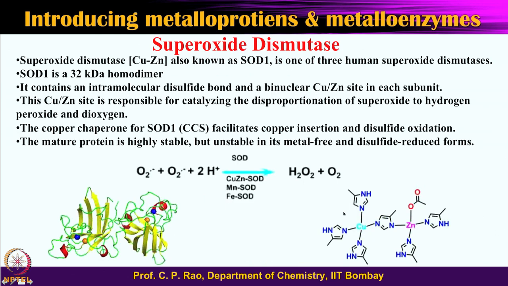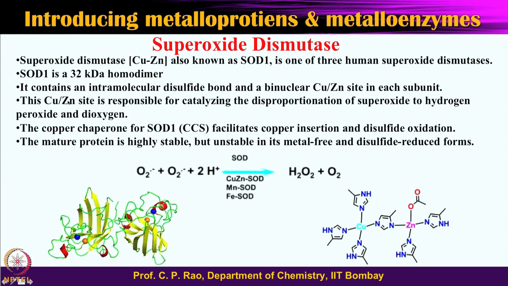Now, let us look at this last enzyme, which is superoxide dismutase. Superoxide dismutase is a copper and zinc bimetallic enzyme, one is copper, the other is zinc. This is present in humans, and it is a homodimer of around 32 kilodalton. It has an intramolecular disulfide bond and a binuclear copper zinc site, and this copper zinc site is absolutely necessary for the catalysis, the disproportionation of superoxide into hydrogen peroxide and dioxygen.